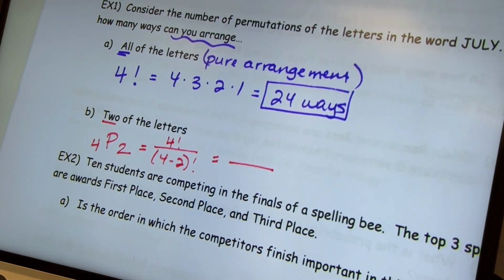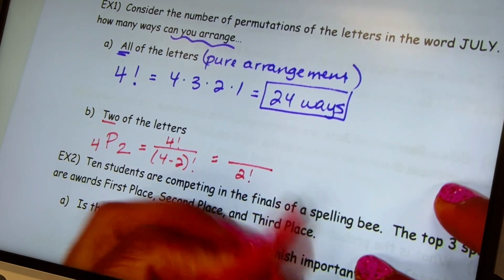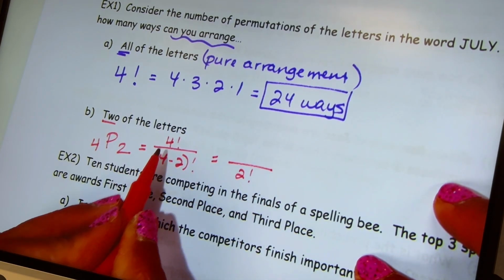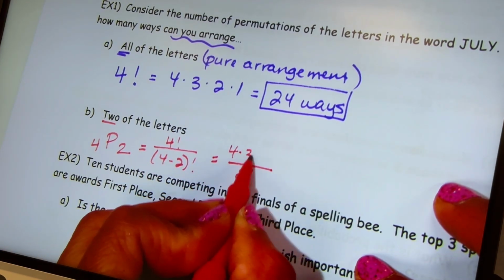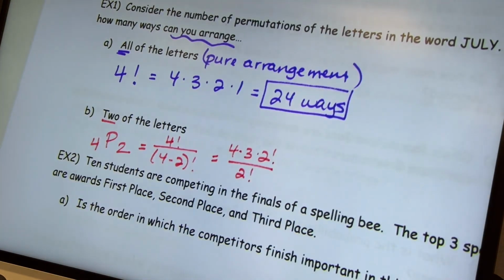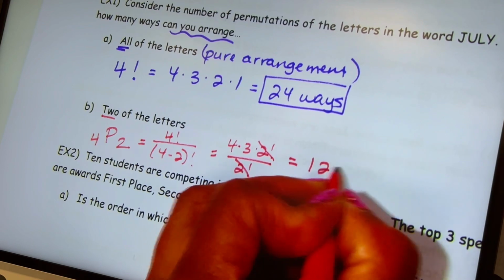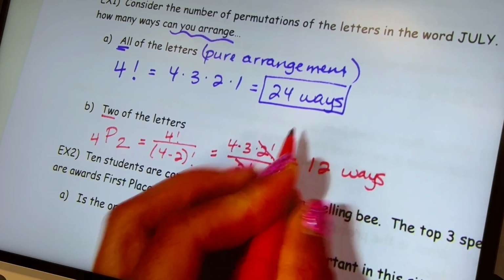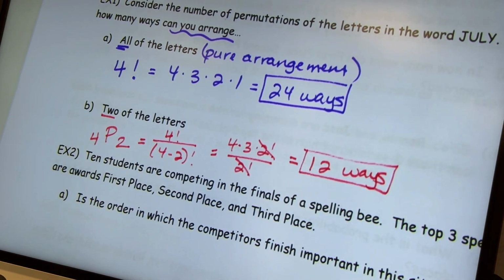And when we simplify this, I focus on the denominator first. 4 minus 2 we know is 2. I would keep it 2 factorial. And then whatever is down here is going to drive how I write the top, because I don't want to write out every little thing. I'm just going to go 4, 3, and then stop at the 2 factorial, because then I can see that something happens with the 2 factorials. What happens? They cancel out, right? And so what's the answer? 12. So there's 12 ways to permutate, to arrange 2 out of the 4 letters of the word July.